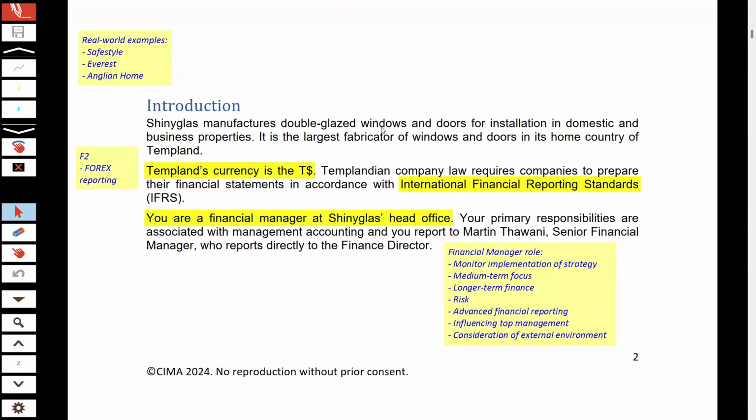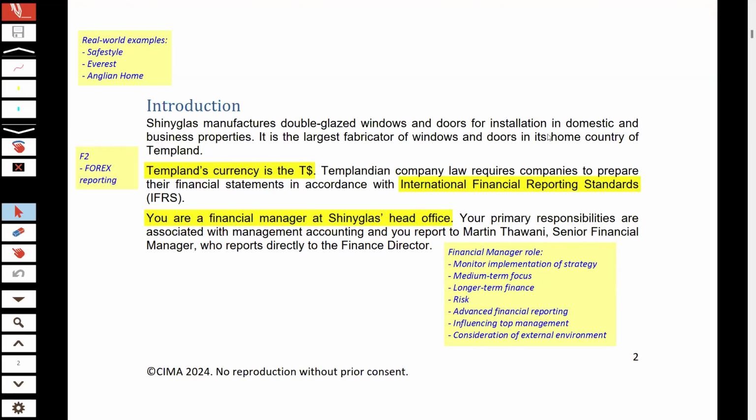It manufactures double glazed windows and doors for installation into domestic, so housing, and business, so offices, or other types of businesses. When I see businesses, not just offices, I'm thinking about hospitals, I'm thinking about airports, any type of business property where they have windows, doors, and where there might be a need perhaps for double glazed ones, or even more specific aluminium or safety glass. That's the market that Shinyglas is in. So domestic houses and also business commercial properties.